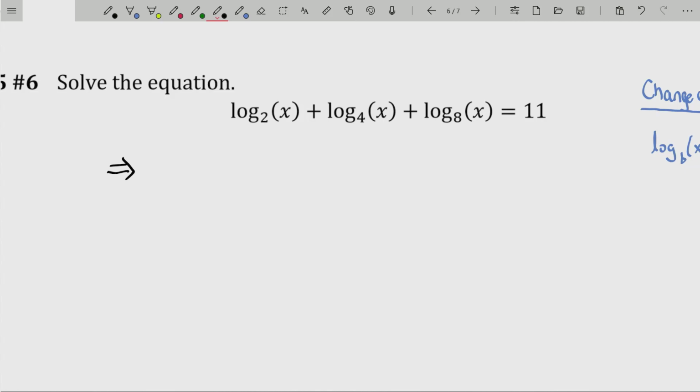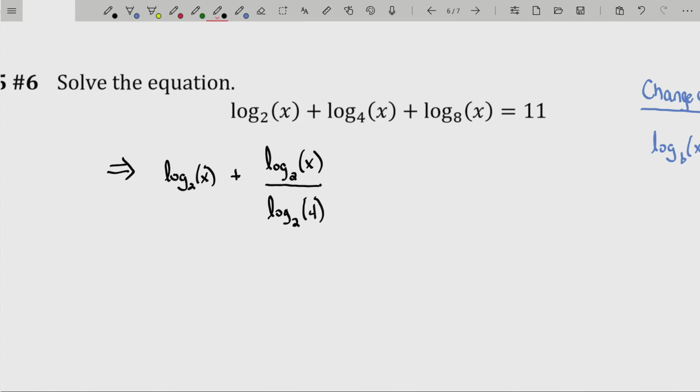But what I would like to do is change all of these either to base 10 or to base 2. I think base 2 is fine, so I'm going to change all of them to base 2. You essentially just pick one of the bases and change everything to that base. So I'll choose base 2. The first one is fine, log base 2 of x, plus the second one will be written as a fraction, log base 2 of x, divided by log base 2 of 4.